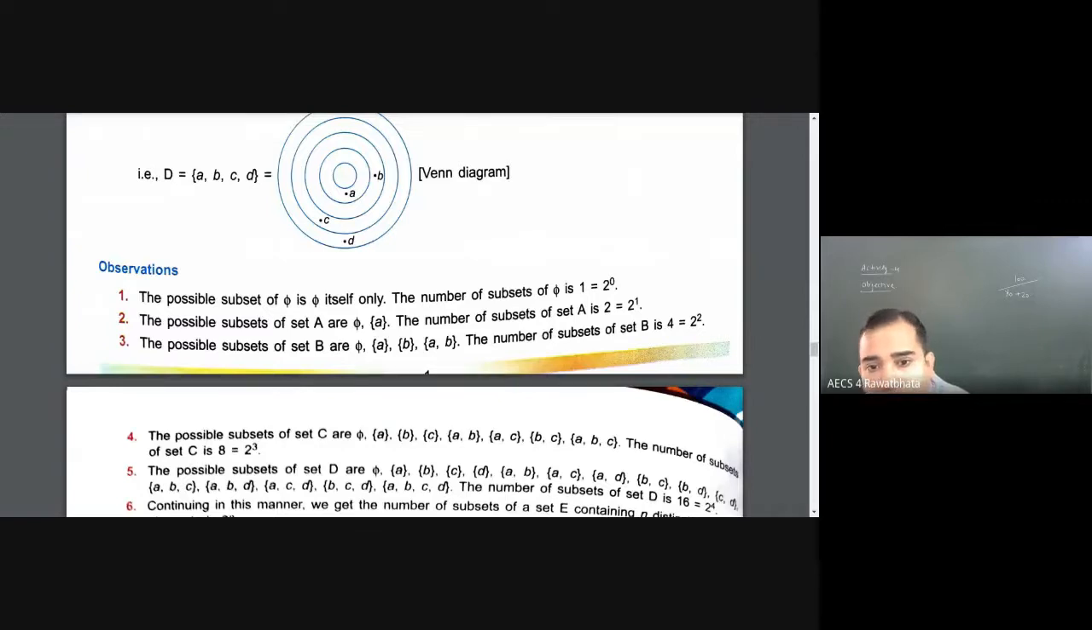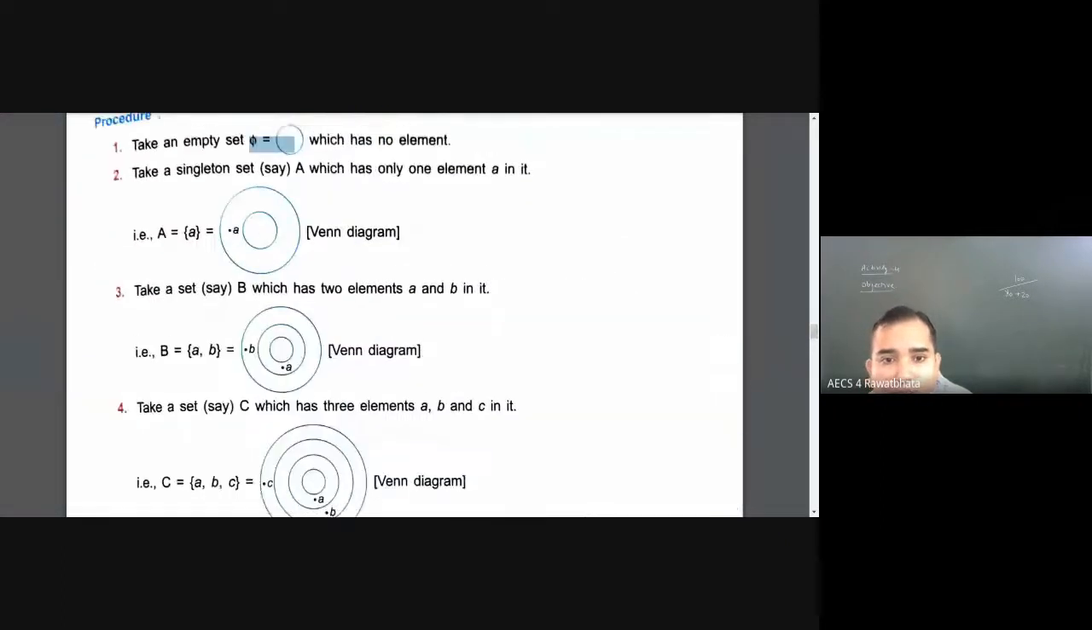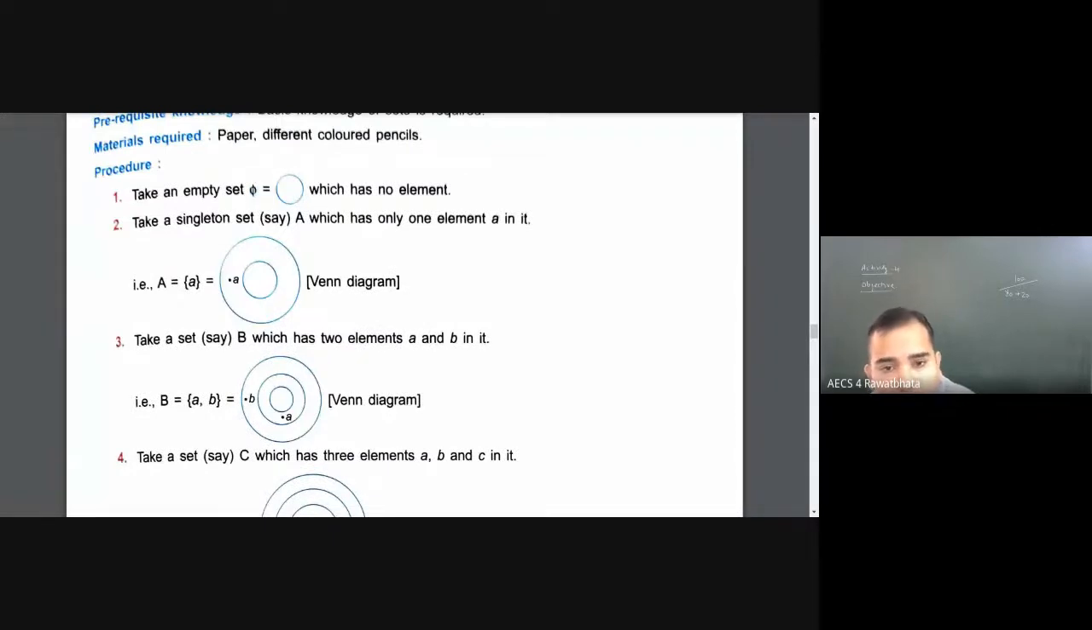Similarly, you will understand it better with B. B was the set containing two elements A and B. Now you find all possible combinations in this B. You have to draw it on plain paper on the left side. Now you find all possible combinations, that is, how many subsets are possible.